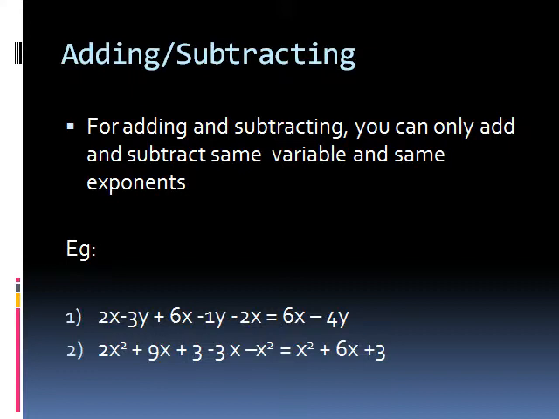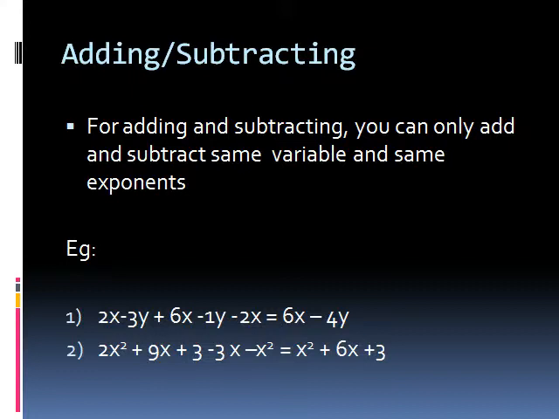Now you can only gather like terms, which in this case is x would go with x and y would go with y. So in this case, for x, we've got 2x plus 6x minus 2x, which equals 6x, and minus 3y minus 1y equals minus 4y.